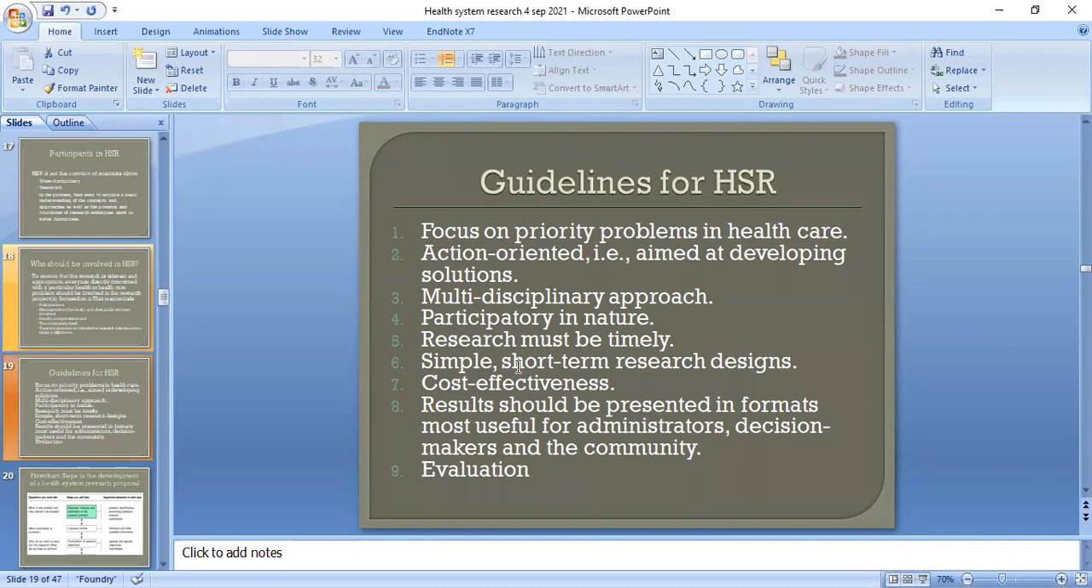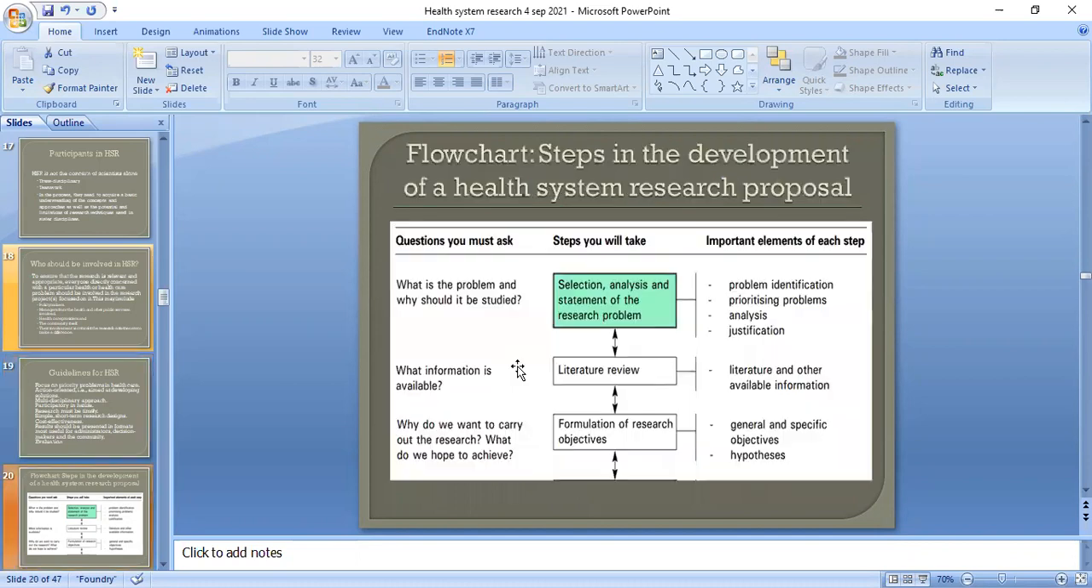Simple, short term research designs. It should be cost effective and available to all the community members. Results should be presented in formats most helpful for administrators, decision makers, and the community. And at the last is the evaluation of the research.